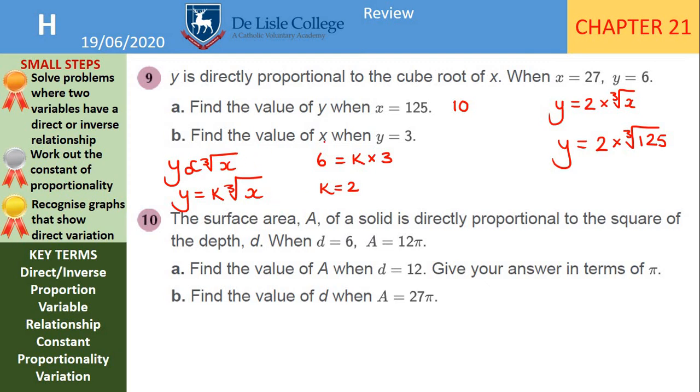Then for part B, find the value of x when y equals 3. So let's start with our formula again. So I want the value of x when y is 3. So 3 is equal to 2 lots of the cube root of x. If I divide by 2, 3 divided by 2 is 1.5. So 1.5 is equal to the cube root of x. The inverse of the cube root of x is to cube. So 1.5 cubed will give me the answer for part B of 3.375.